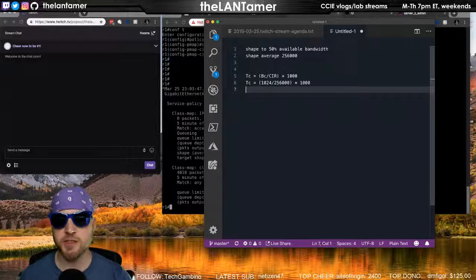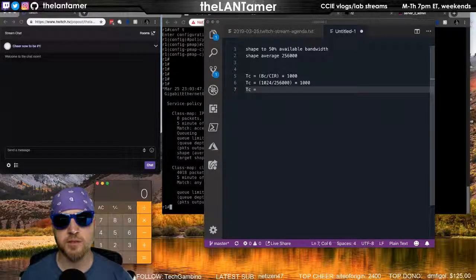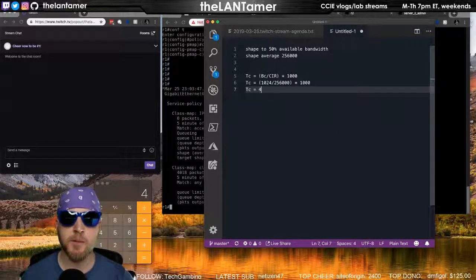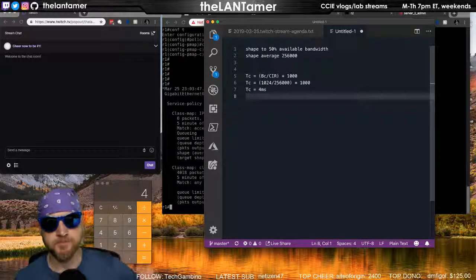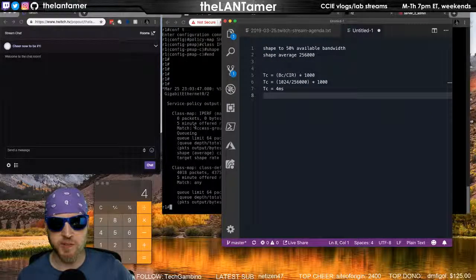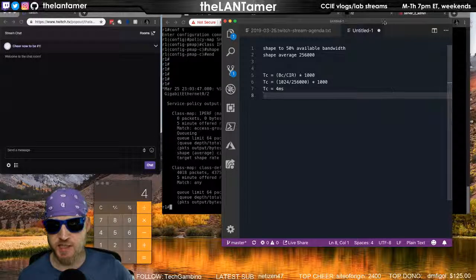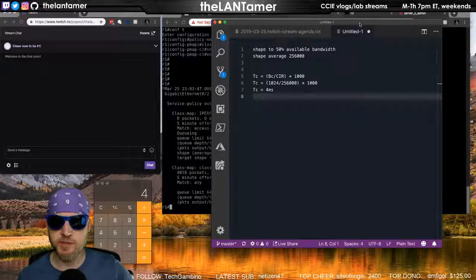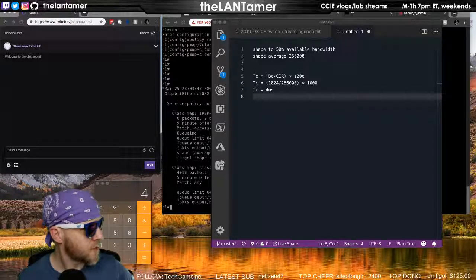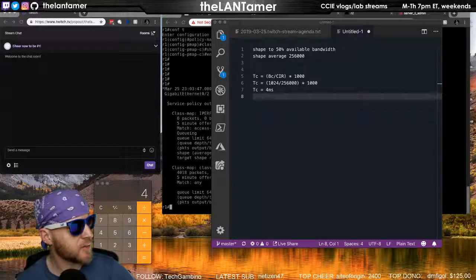And let me see if this agrees with the lesson here. So TC equals, look at that. This is 4 milliseconds. And that's interesting because that is the smallest unit you can use, I believe, on this IOS image, 4 milliseconds. So let's see if that is correct. Once again, the Cisco IOS sets the BC value so that we end up with a TC of 4 milliseconds.